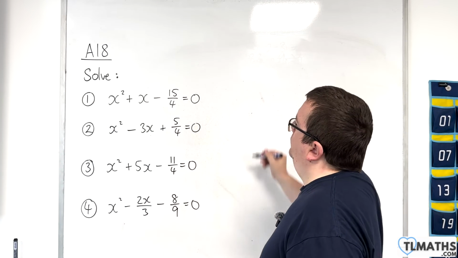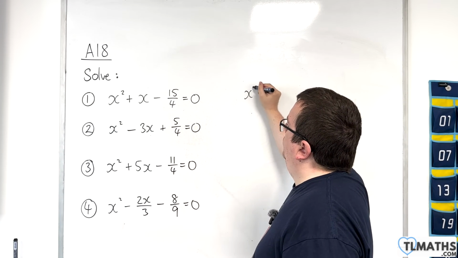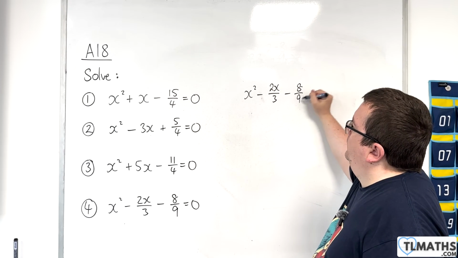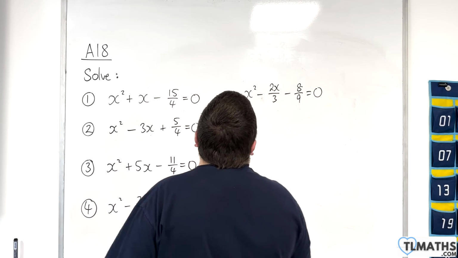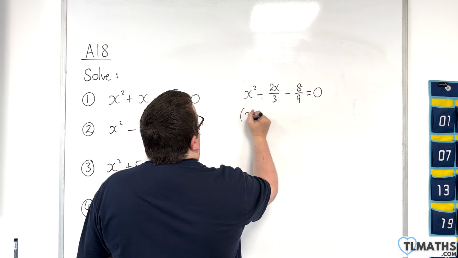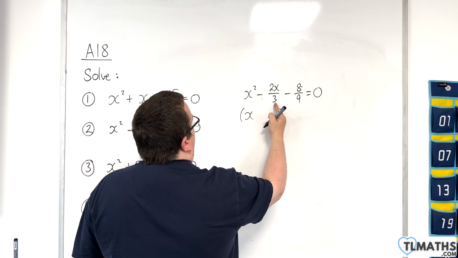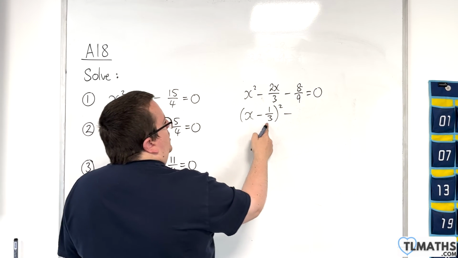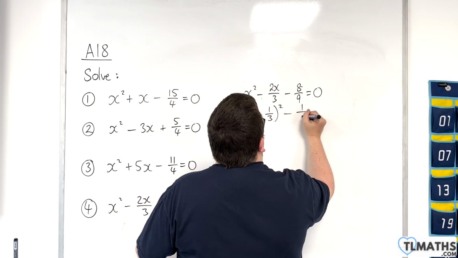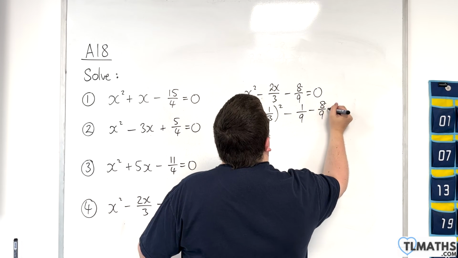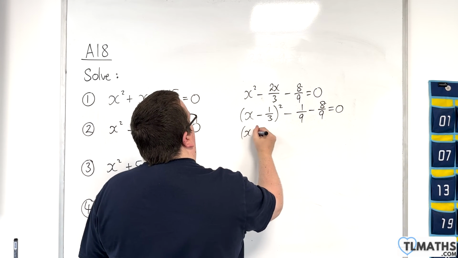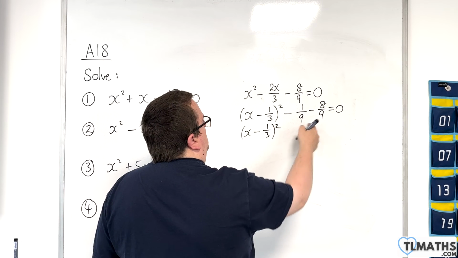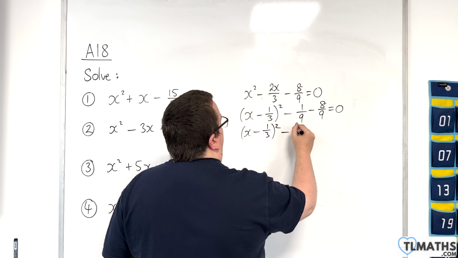Right, number 4, we have x squared take away 2x over 3 take away 8/9 is equal to 0. So completing the square, now half of minus 2/3 is minus 1/3. We need to take away 1/3 squared, so take away 1/9. So let's tidy. Minus 1/9 take away 8/9 is minus 9/9, so minus 1.